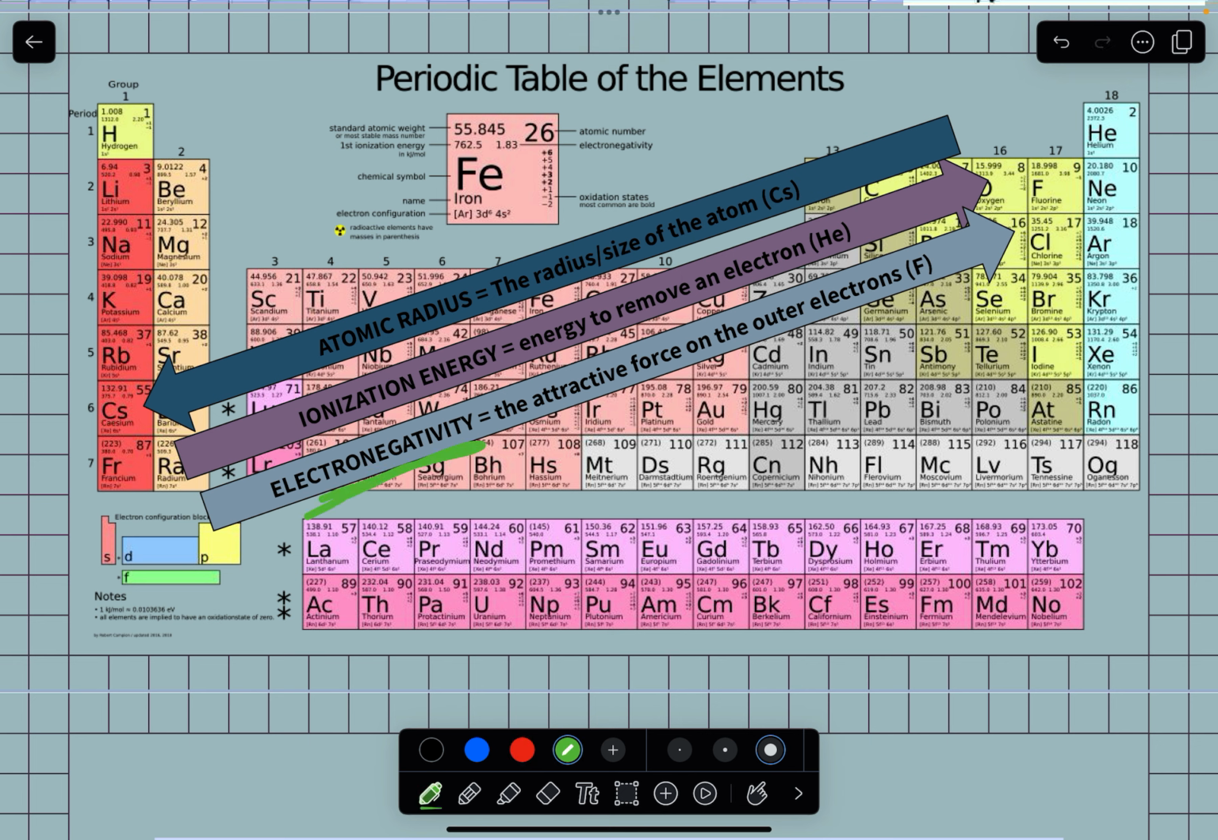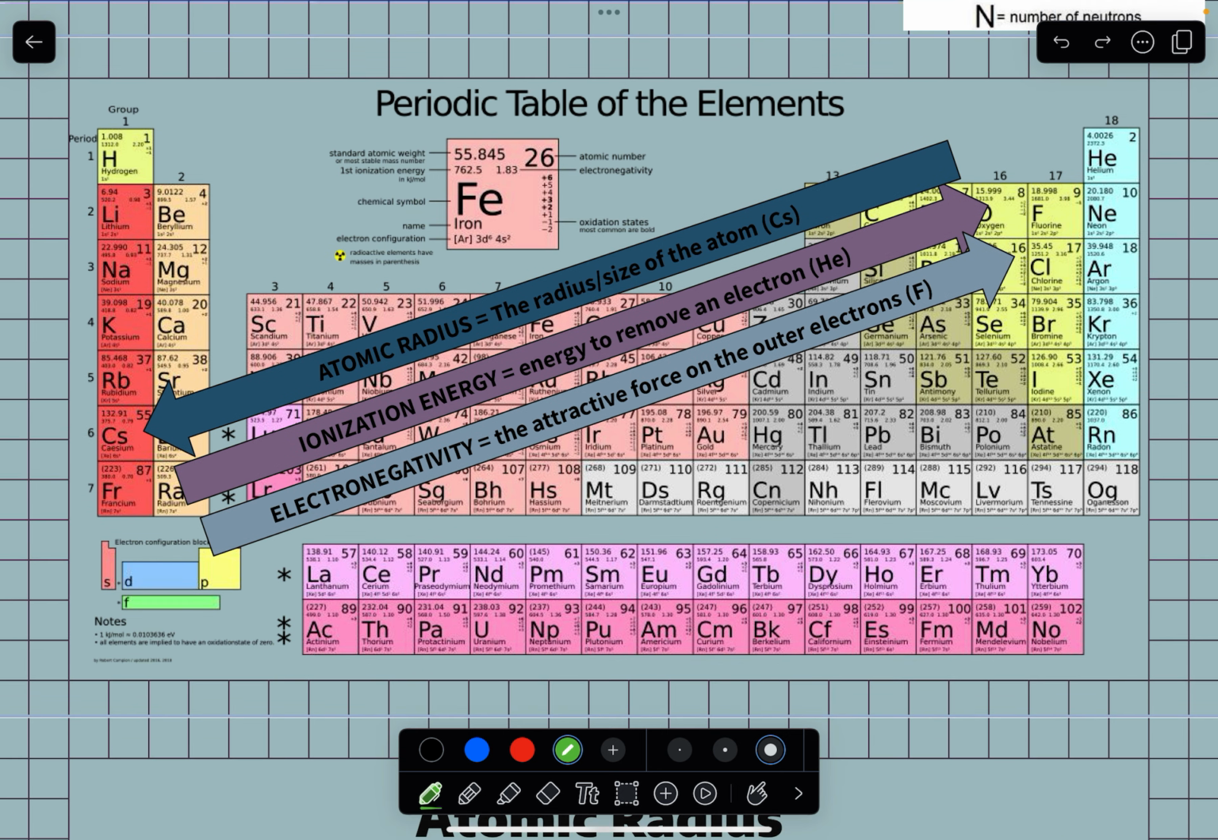And the last trend is electronegativity. It also goes the same direction as ionization energy. And this is the attractive force on the outer electrons. So here we have fluorine as being the highest. So fluorine has the highest pull on the outer electrons. The bottom left area here would have the lowest pull on those outer electrons. Okay, so make sure you know these periodic trends.